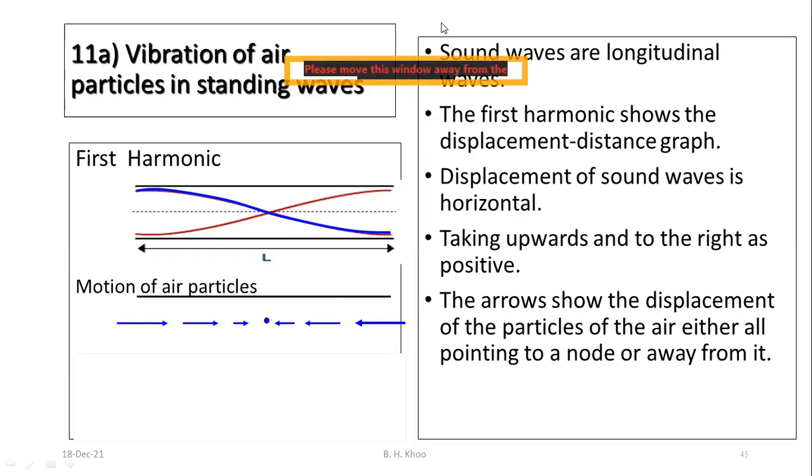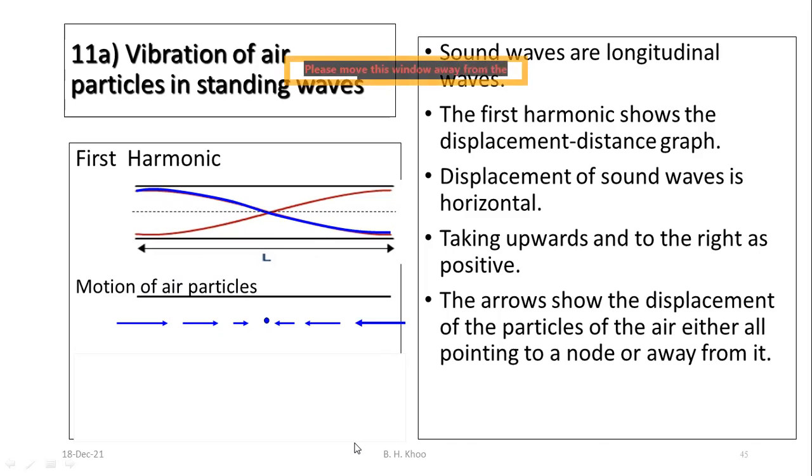This is positive. So these are all positive, different particles. This particle has larger amplitude. This one smaller amplitude. If we look at the blue one, same thing here. This one has smaller amplitude, and at the node it is not moving. The amplitude of vibration is largest at the open end there.